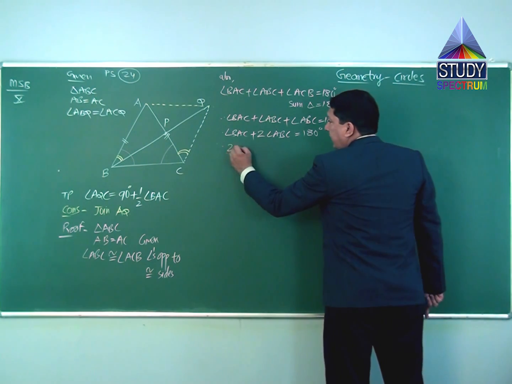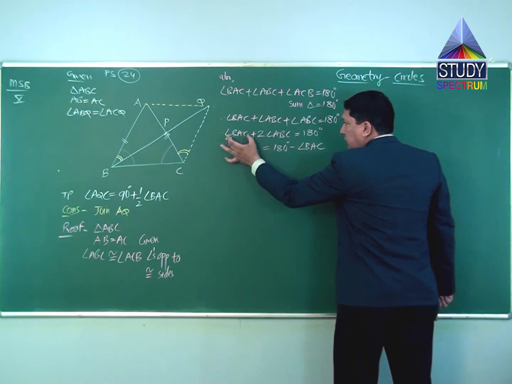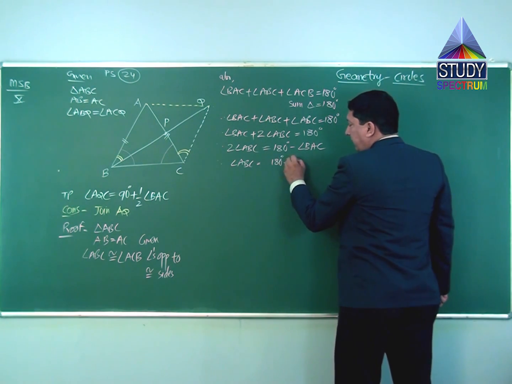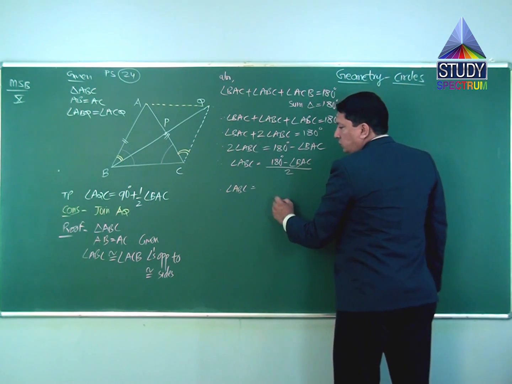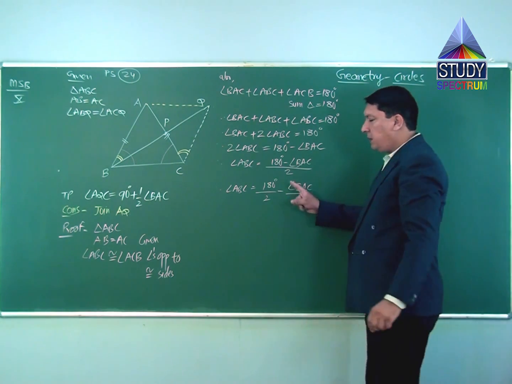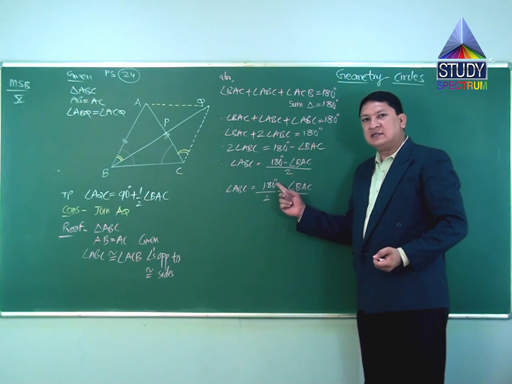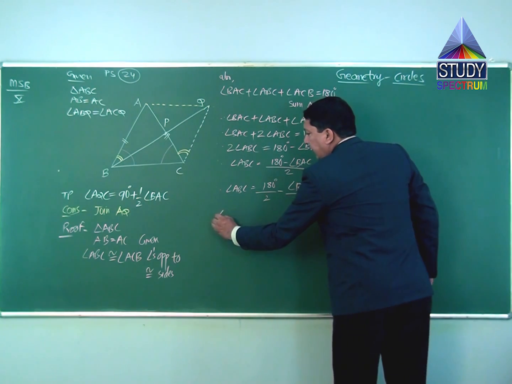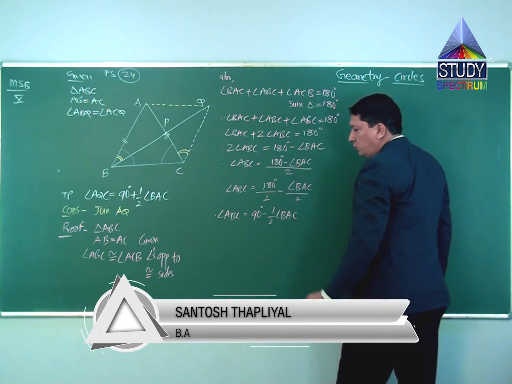Therefore, 2 angle ABC is equal to 180 degrees minus angle BAC. We got this term on this side. Therefore, angle ABC equals (180 degrees minus angle BAC) upon 2. Therefore, angle ABC equals 180 degrees upon 2 minus angle BAC upon 2. Many of you get confused over here. Now this is (A minus B) upon C. When we write (A minus B) upon C, this can be written as A upon C minus B upon C. We are splitting the term. We can split the term, right? Therefore, angle ABC is 90 degrees minus half angle BAC, or you can write BAC upon 2.